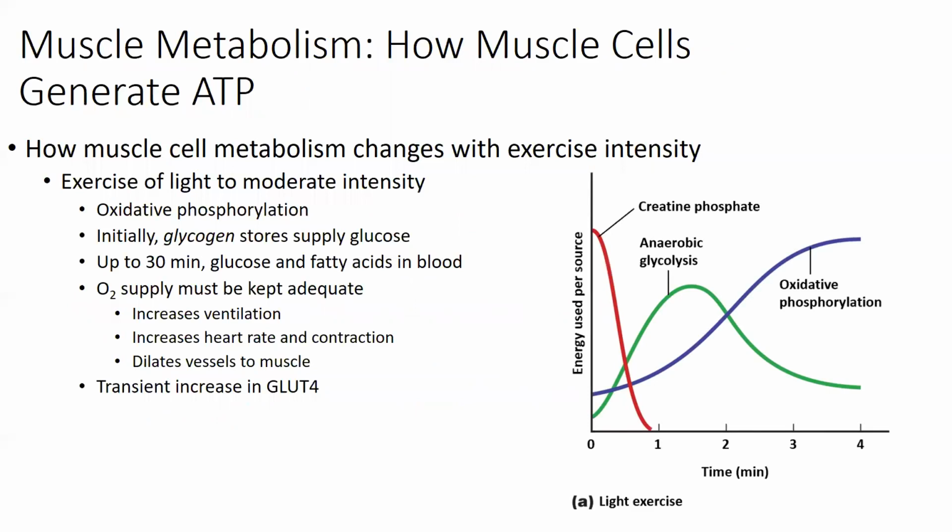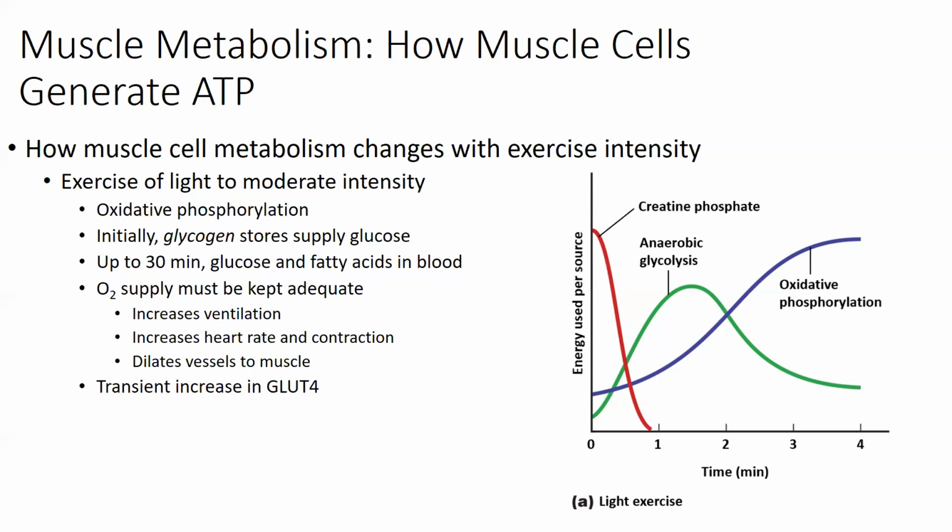How different muscle movements use those sources differently. Okay, so if you're doing light intensity exercise, if you're walking, if you're lifting a light load, or talking, you are going to use primarily oxidative phosphorylation as your source of ATP. Light intensity exercise uses oxidative phosphorylation as the major source of ATP.